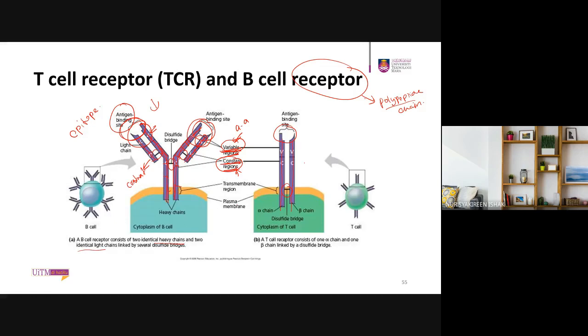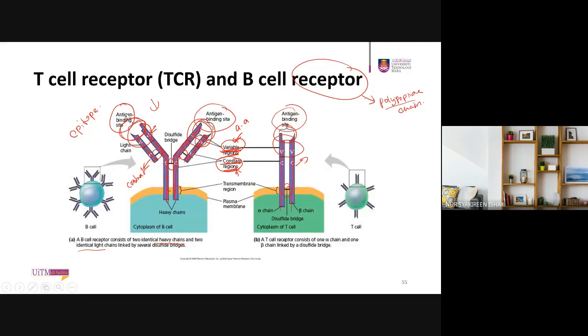Okay, variable region. So variable region is the sequence of amino acid is different from one B cell to another B cell to form the antigen binding site. So sama juga. Constant region, the sequence of amino acid for the constant region is the same for every T cell, but different for every T cell because it will determine the shape of the antigen binding site. Okay.